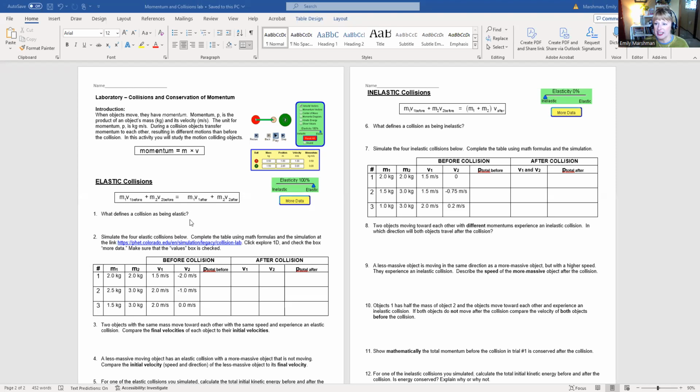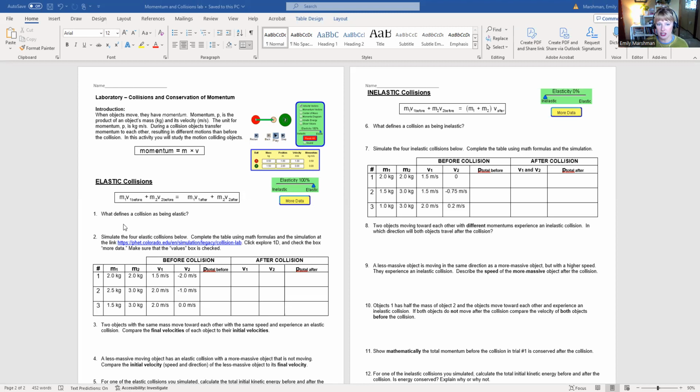And in elastic collisions, the total momentum of the two objects before they collide is equal to the momentum of the two objects after they collide. So that's what conservation of momentum means. The total momentum of these two things before they collide is equal to the total momentum of the two things after they collide. And another unique thing about elastic collisions is that energy is also conserved.